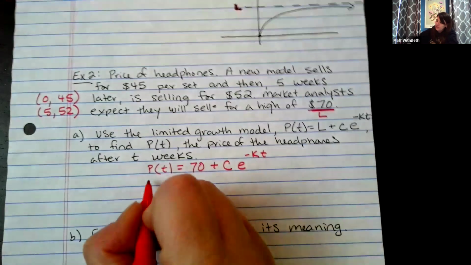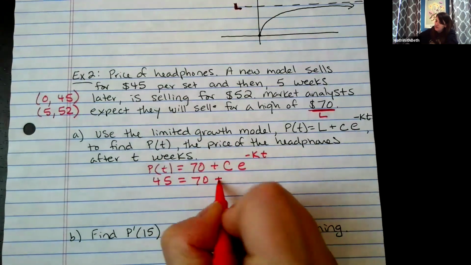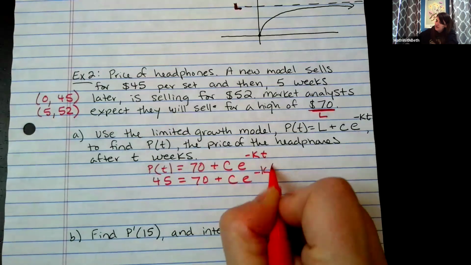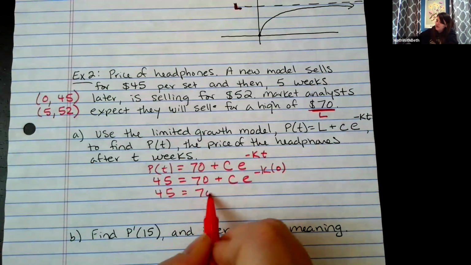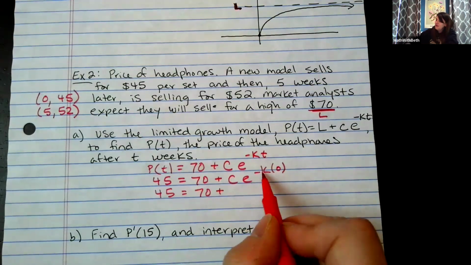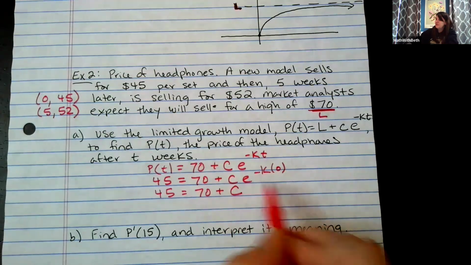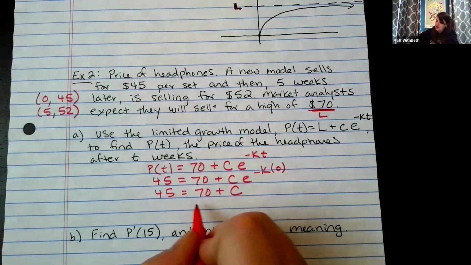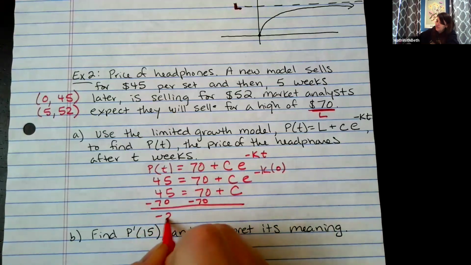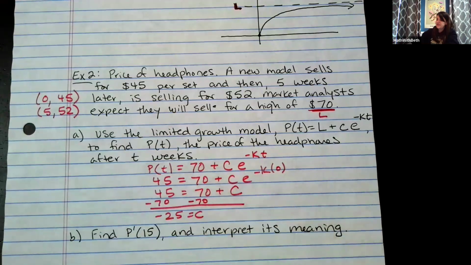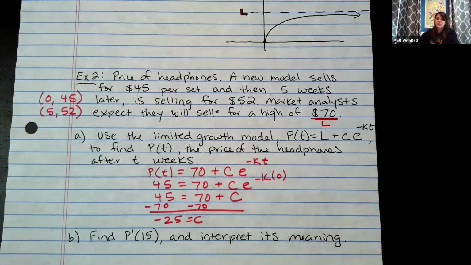So if I use the first point and plug 45 in here, because that's the answer when T is 0, that's going to help me solve this because E to the 0 is really just 1. So all of that really just turns into C. And so the first thing I can do is figure out my C by subtracting that 70.